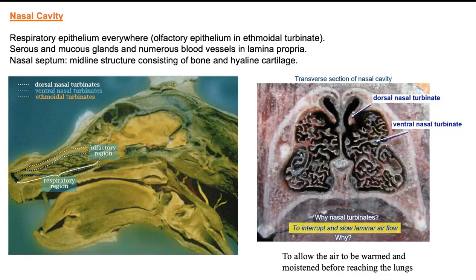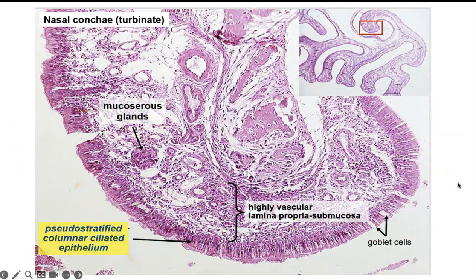We mentioned the importance of the turbinate bone to make interruption, and this is why to make slowing, right? To interrupt and slow the laminar air flow. What is the purpose of that? The slowing of the air is important for warming and moistening of the air before it reaches the lungs. Again, if you look at this one also in the nasal concha or nasal turbinate, it is a typical feature of the conducting portion.